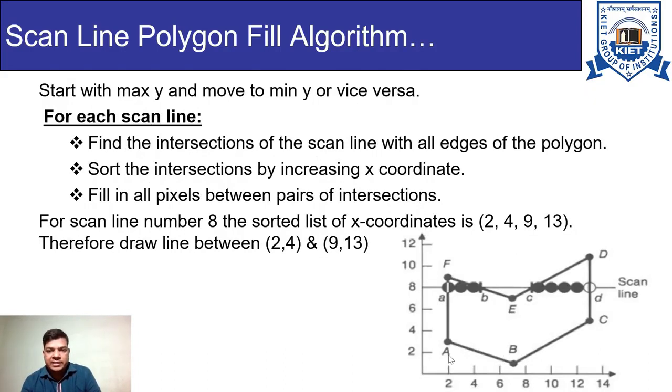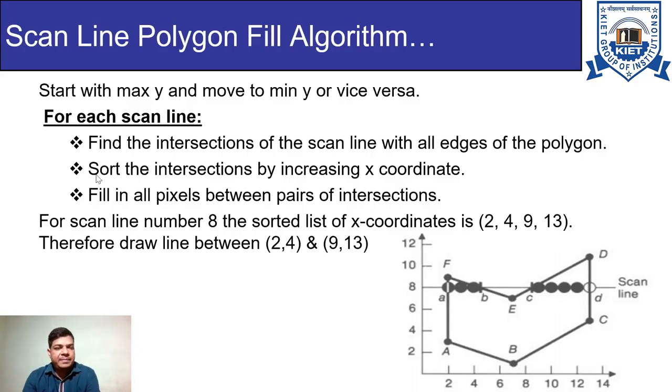Now here is another example. We know that the scanline is moving from top to bottom. So we will start from y equals maximum to y equals minimum. So start with max y and move to min y, or we can also do vice versa. Now for each scanline, find the intersections of the scanline with all edges of the polygon. So here you can see that we have the intersection points at x equals 2, then x equals 4, then x equals 9, and x equals 13.